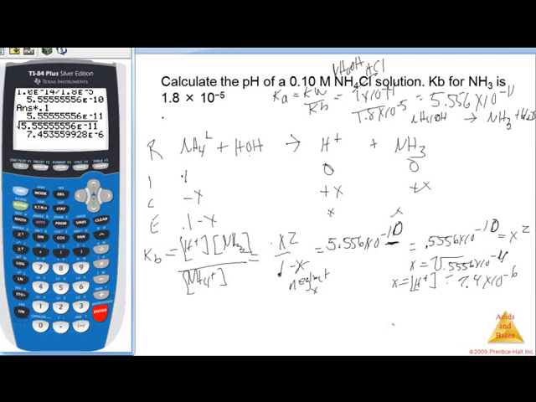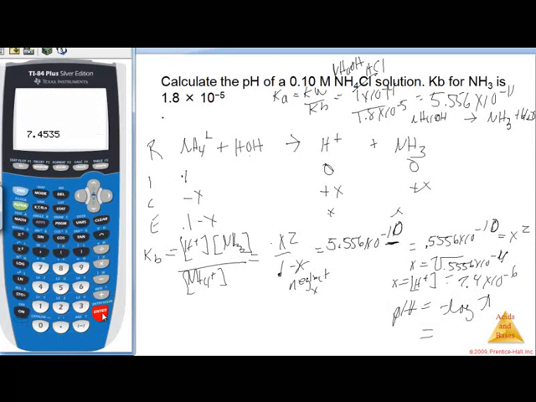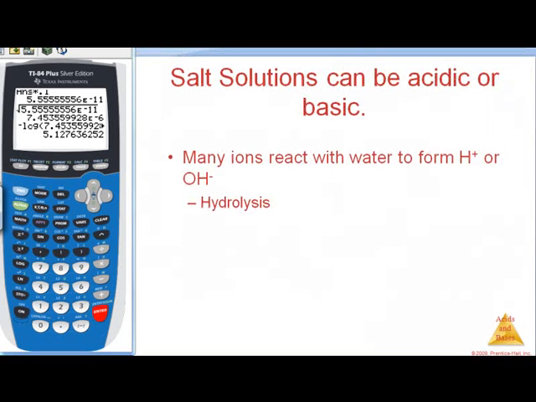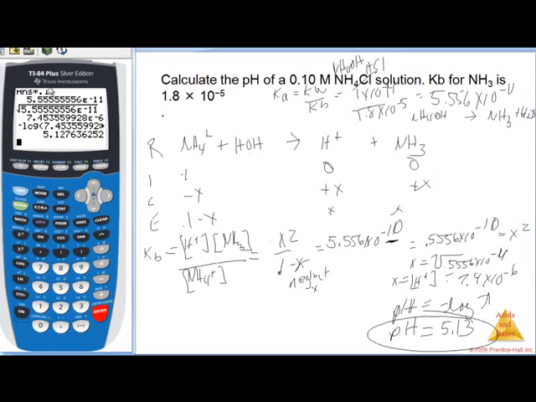Alright, so the pH of this is going to equal the negative of the log of this, which is going to equal negative log, pick it up, and I get 5.13. I want two sig figs, got two sig figs, 5.13 is my pH. Alright, so we're going to stop there.